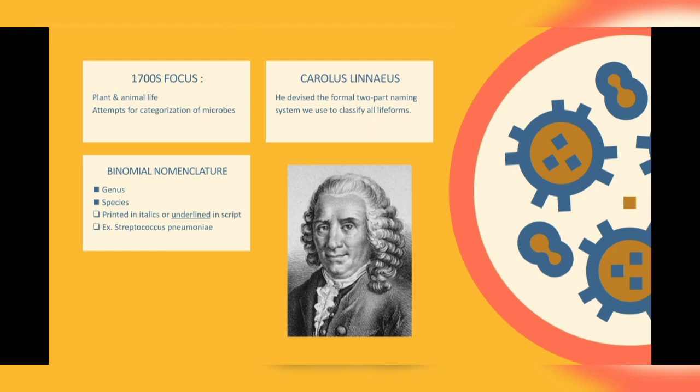So that's why binomial nomenclature is a system of nomenclature in which each species of animal or plant receives a name of two terms, of which the first identifies the genus to which it belongs, and the second, the species itself. The genus is the generic name, whereas the species is the specific name in a binomial nomenclature. It is printed in italics or underlined in script. Just like, for example, Streptococcus pneumoniae.